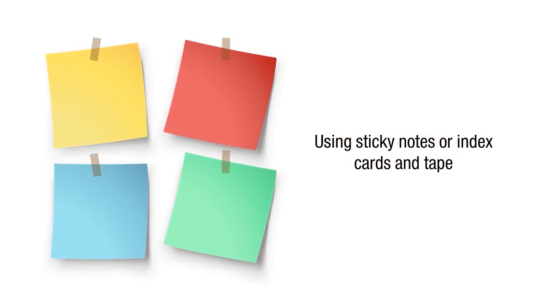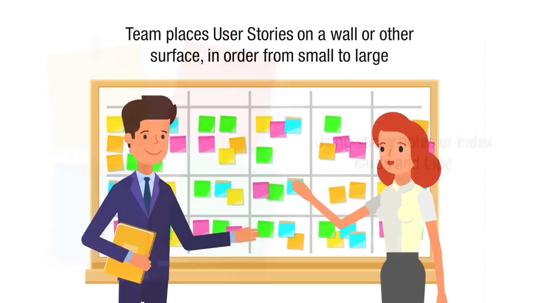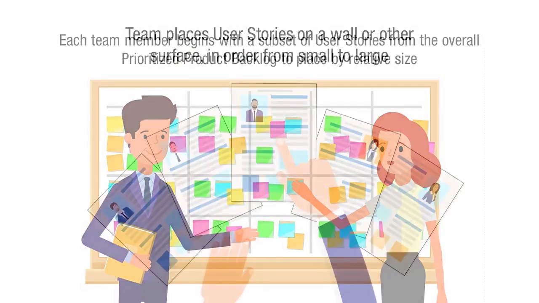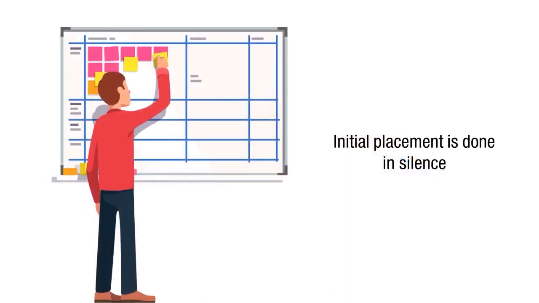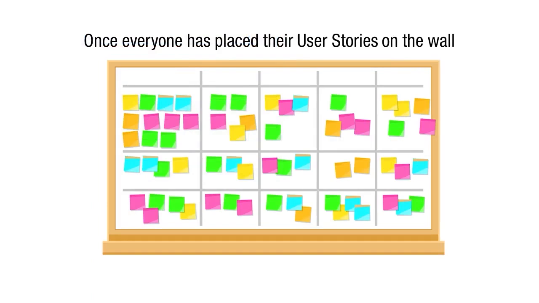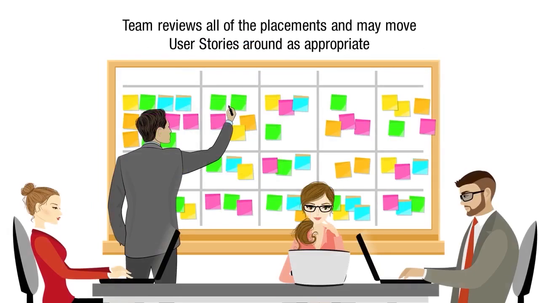Using sticky notes or index cards and tape, the team places user stories on a wall or other surface in order from small to large. For this, each team member begins with a subset of user stories from the overall prioritized product backlog to place by relative size. This initial placement is done in silence. Once everyone has placed their user stories on the wall, the team reviews all of the placements and may move user stories around as appropriate.